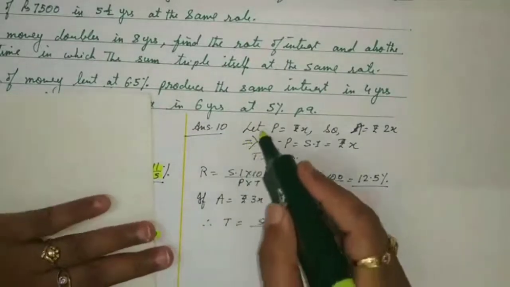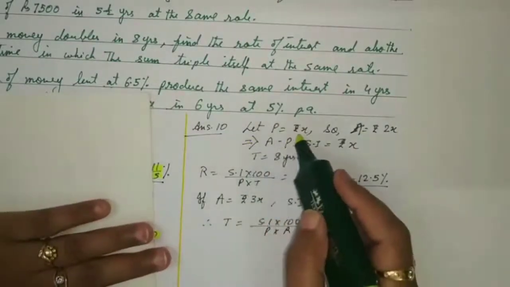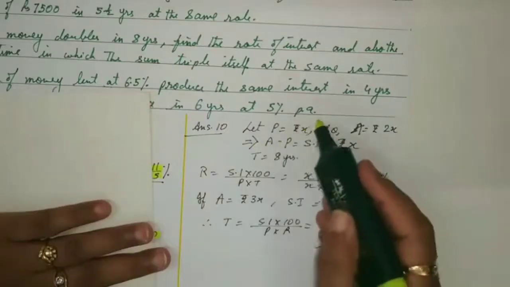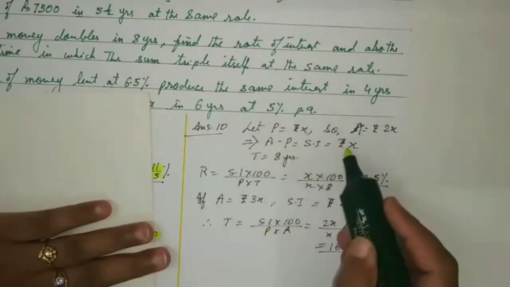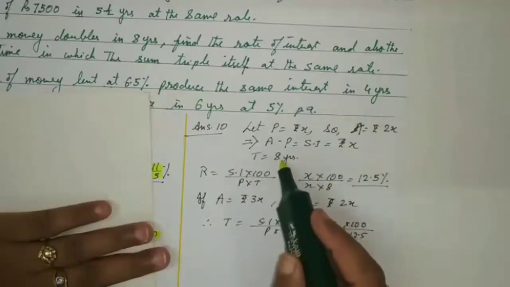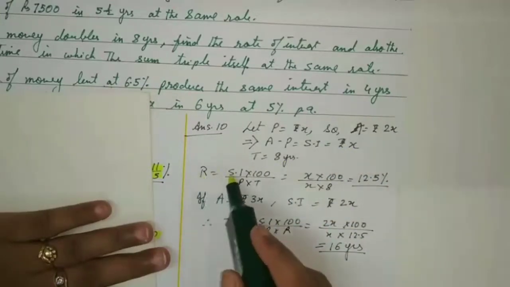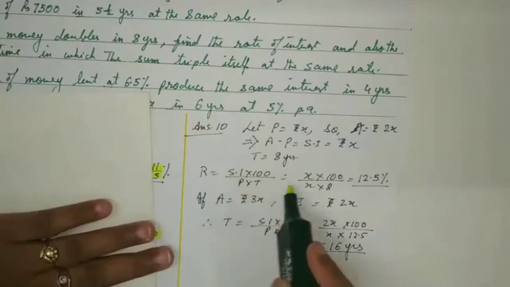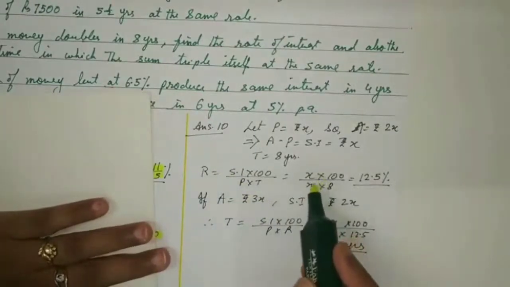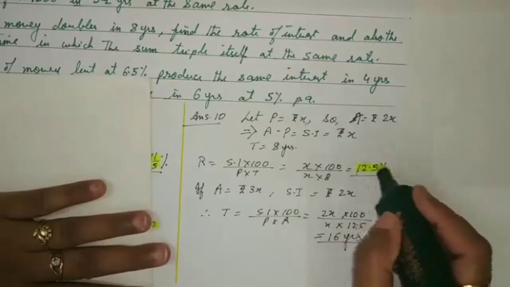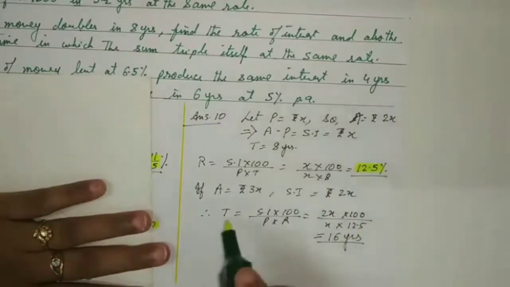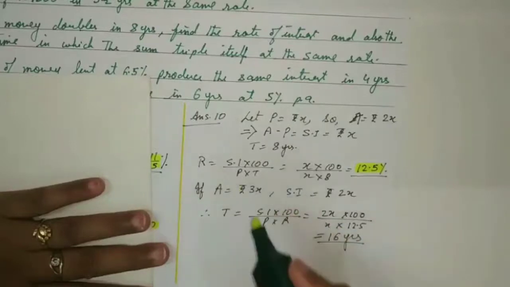where we have to assume, let the principal be rupees X. So amount, because it doubles itself, is 2X. So SI becomes A minus P, that is X. And the time is 8 years. So rate, as we know, is SI into 100 by P into T. X into 100 by X into 8. So the rate is 12.5% after cancellation.